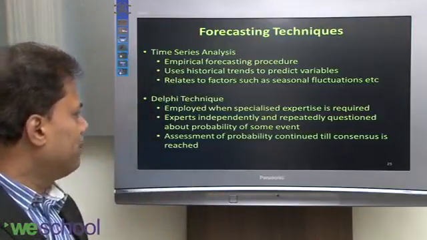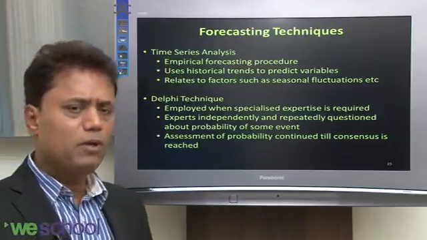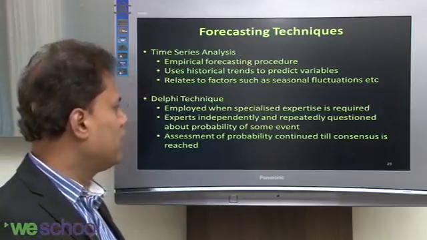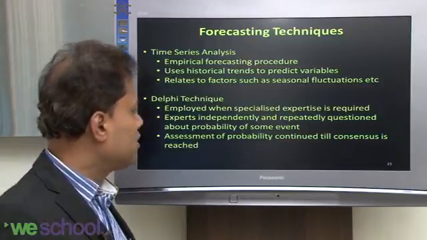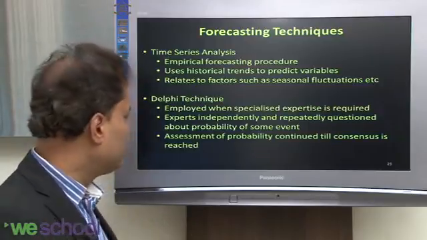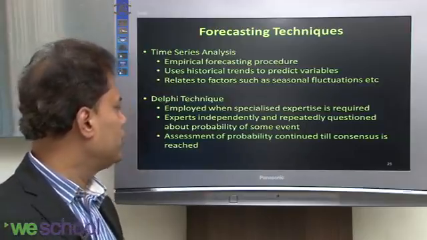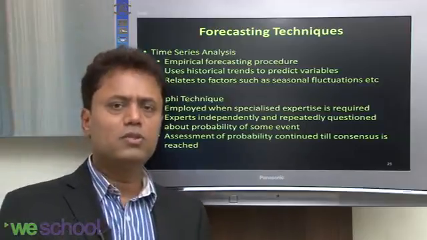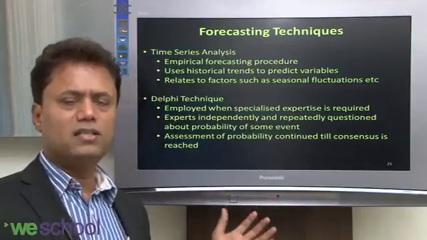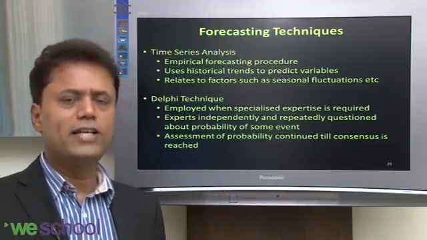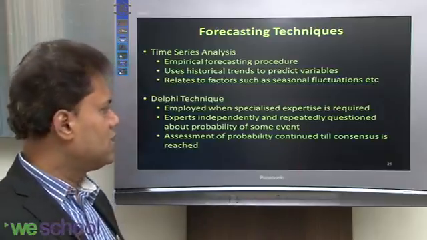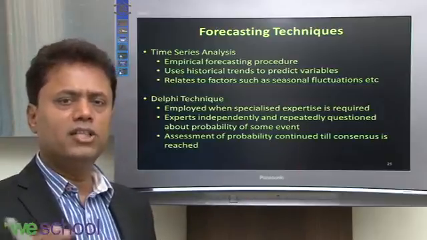The other one is Delphi. Basically, people are employed who have the specialized expertise required, and they independently, repeatedly ask questions about the probability of some event. They'll interview. The assessment of probability continues till consensus is reached, through this iteration process. So this is collective wisdom, wherein an iterative process takes you to a consensus.